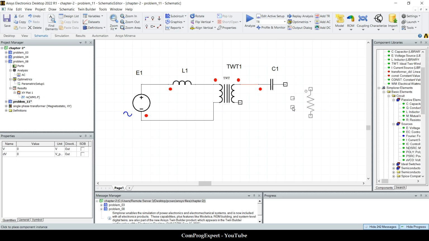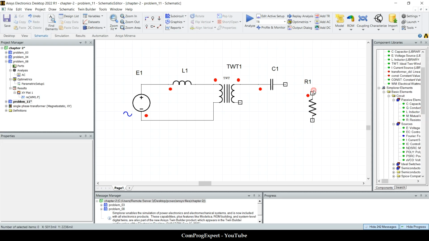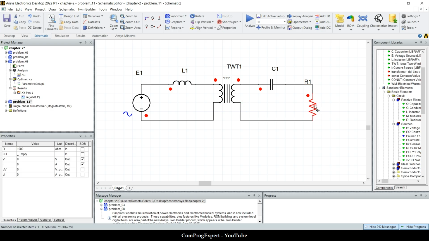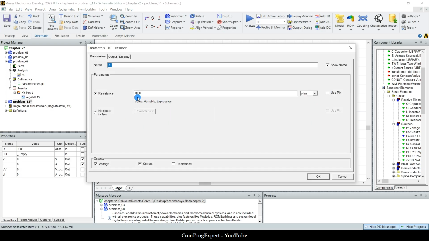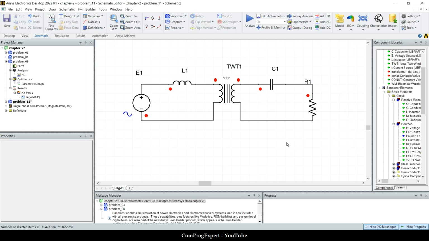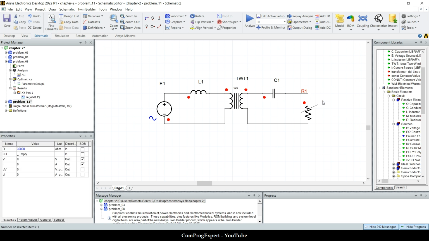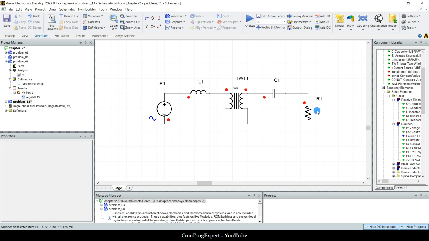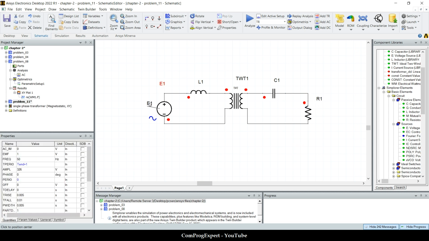Okay. Finally, we have this resistor here. What is the value of the resistance? It is equal to 30 kilo ohm or 30,000. Oh, yes, that's all. Now we can run this analysis to calculate the current of this source and the voltage of the R1.